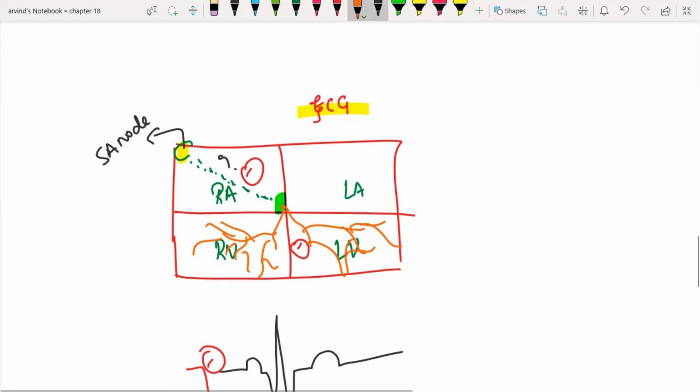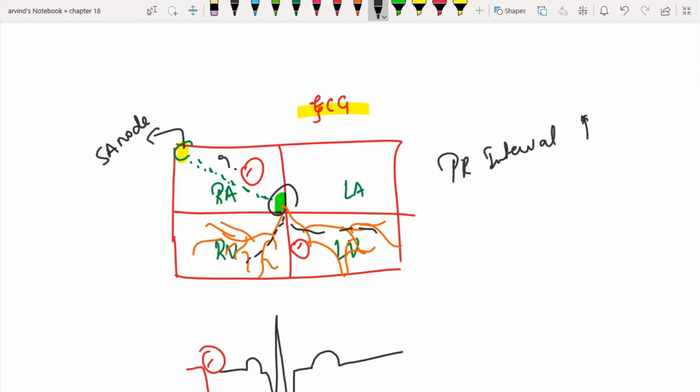Just try to understand this. The AV node receives the impulse from the SA node, following which, if it sends the impulse immediately to these branches, then the ventricle will immediately contract. If there is a delay, what will happen? Ventricle contraction will take some time. So what will happen? The PR interval will increase.